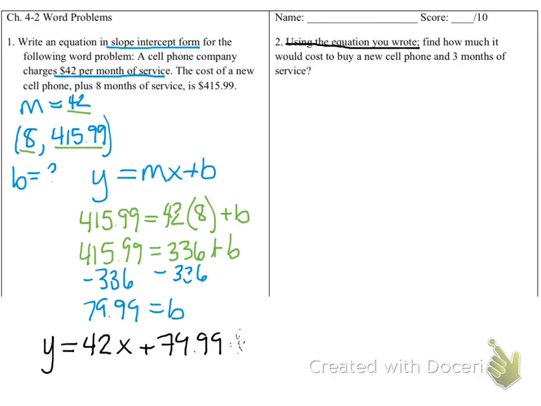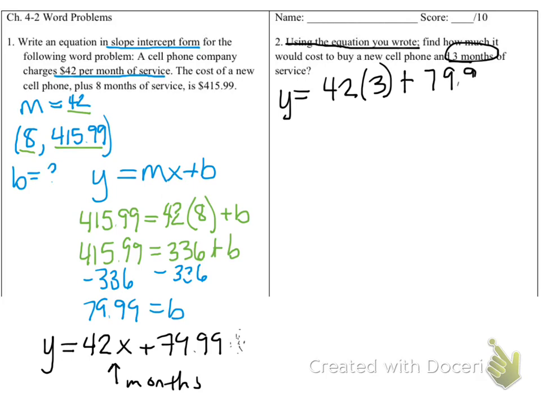Okay? Now the next problem says, using the equation you wrote, you're going to find how much it would cost to buy a new cell phone and 3 months. And remember, our X is the months, so that's where we're going to plug in 3. So it's going to cost $42 times 3, that's the cost per month, plus $79.99, which is the cost of a new cell phone. And if we put that into our calculators, we will see that it's going to cost us $205.99 for 3 months and a new cell phone.